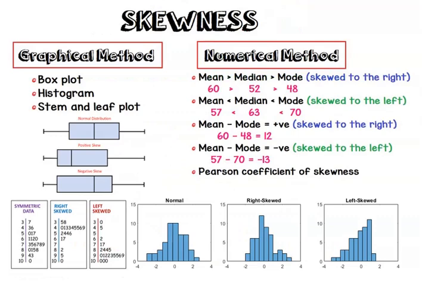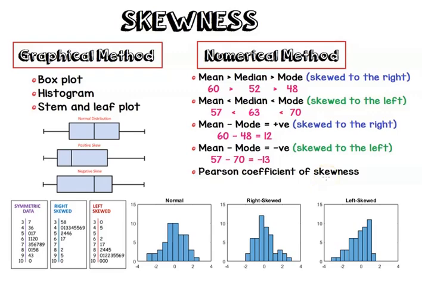Okay, now look at methods on how to determine skewness. So we have two methods here. Either we use graphical method or we use numerical method. For graphical method, we can use either box plot, histogram, or stem and leaf plot. For numerical method, we can use measures of central tendency values, which are mean, median, and mode. Another one here we have Pearson coefficient of skewness.